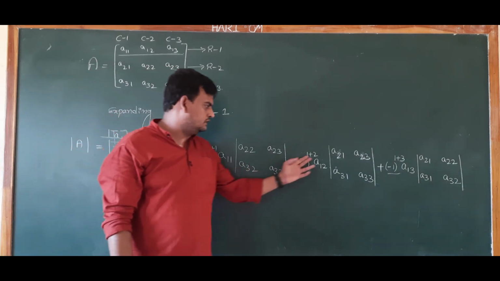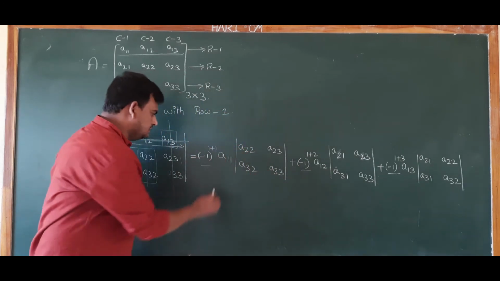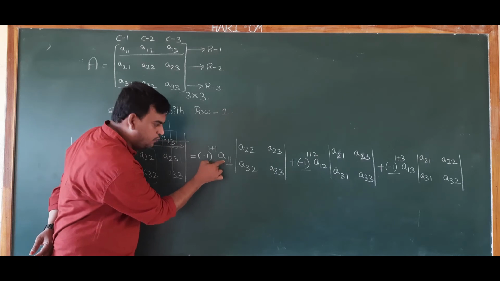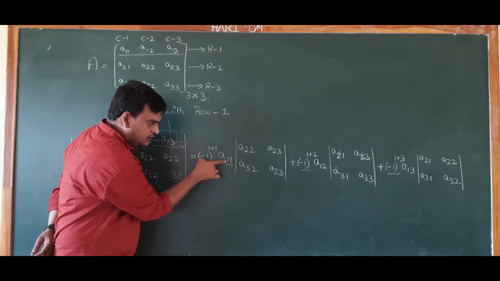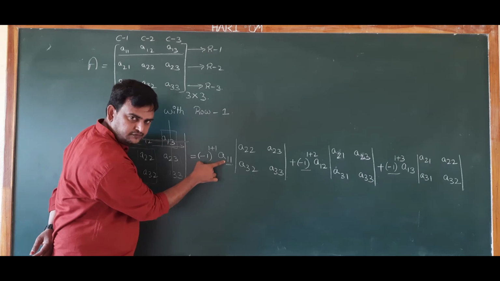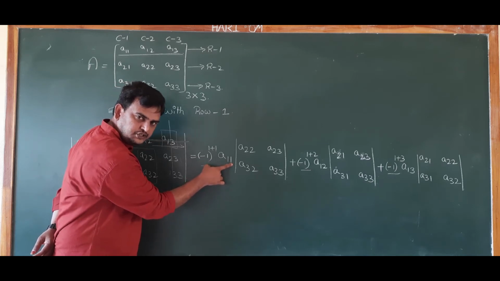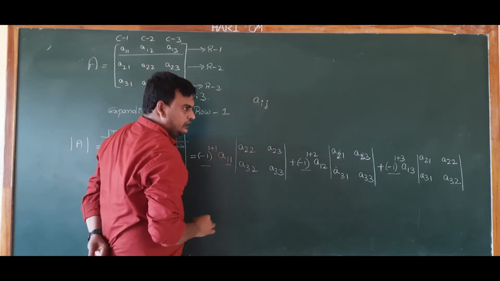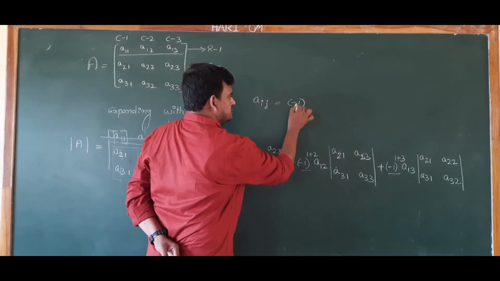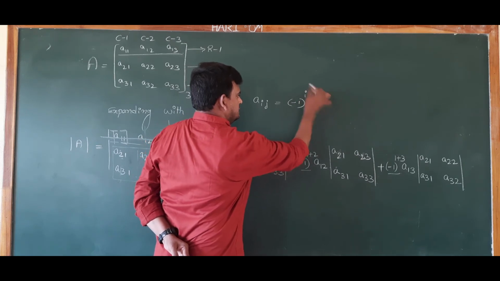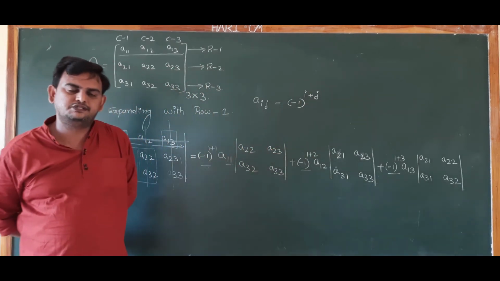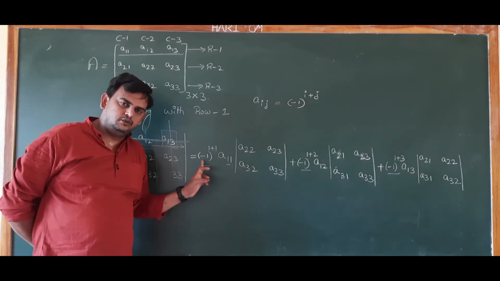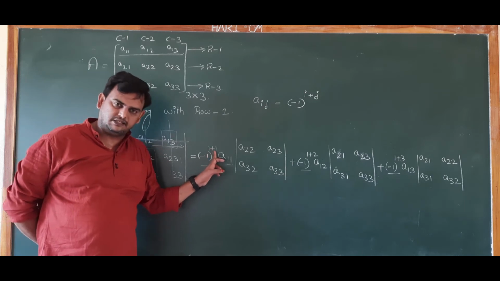How did we get 1 plus 1, 1 plus 2, 1 plus 3, sir? These indicate the suffixes of the element. Here A11, you have one row and one column. Here one indicates the first row and the other one indicates the first column. Whenever we use Aij as the element, the coefficient is minus 1 power i plus j. Here the value of i is 1, the value of j is 1, so we take minus 1 power 1 plus 1.